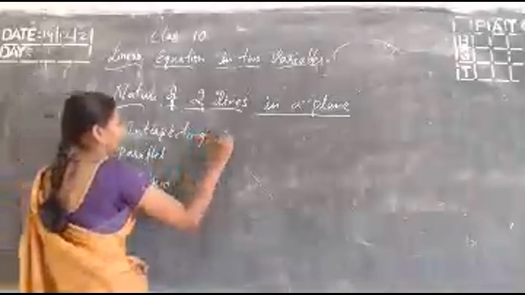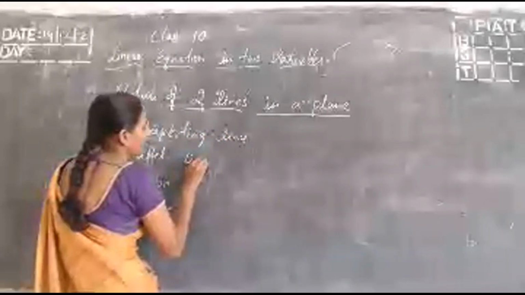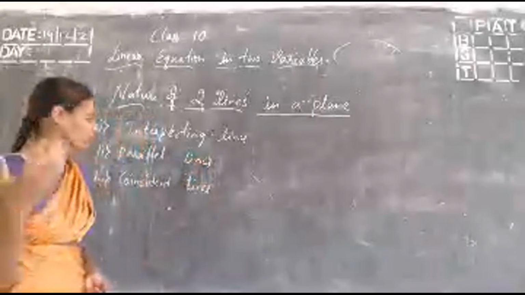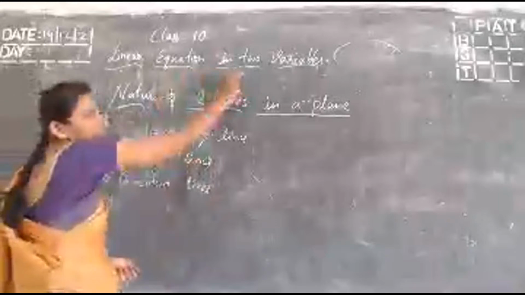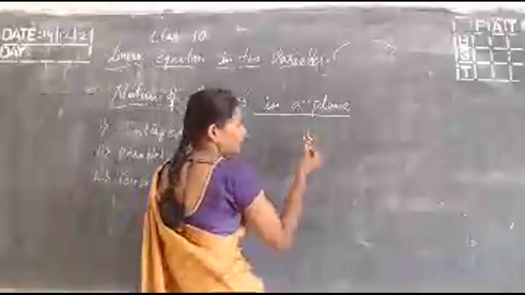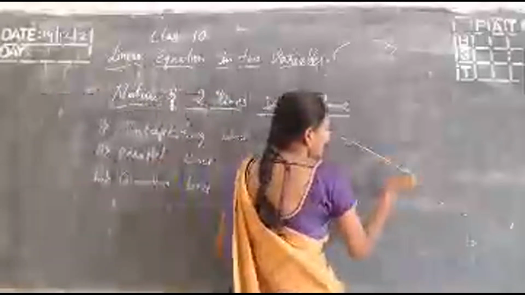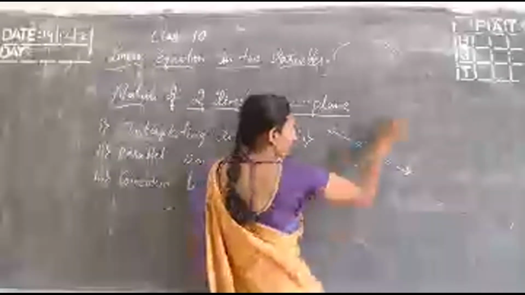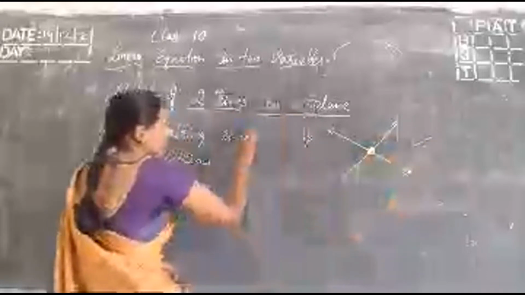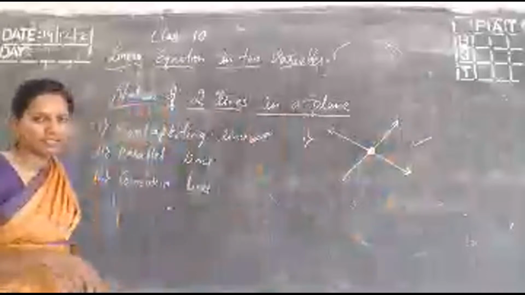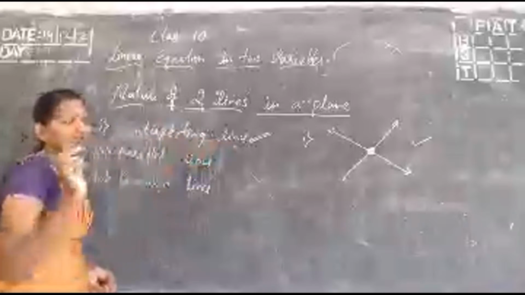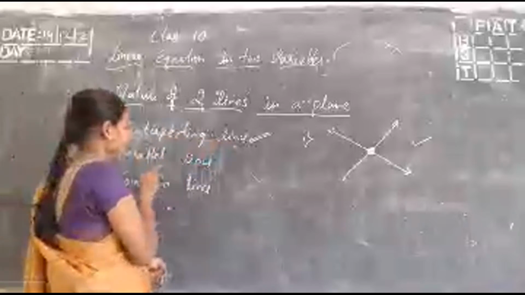See here, nature of two lines. We can take three also, but we are discussing two variables. That's why we are taking two lines. The first one is intersecting lines. Two lines should intersect at a point, then it is called intersecting lines. Understood?